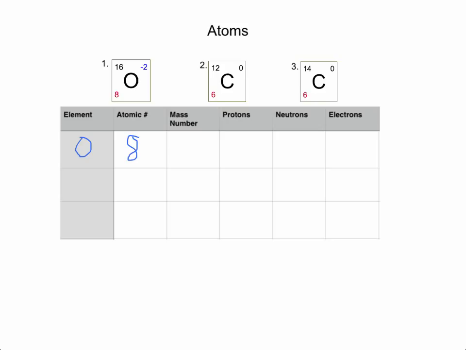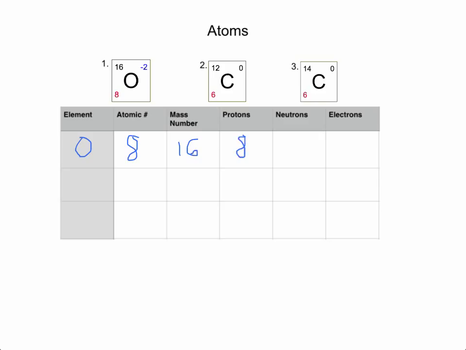Its mass number is the number in the upper left-hand corner. This number is 16, so that's what's going to go in the mass number box. Now we have to figure out protons, neutrons, and electrons. Protons, as we said in the last slide, are represented by the atomic number. So since the atomic number is 8, then the number of protons will also be 8.